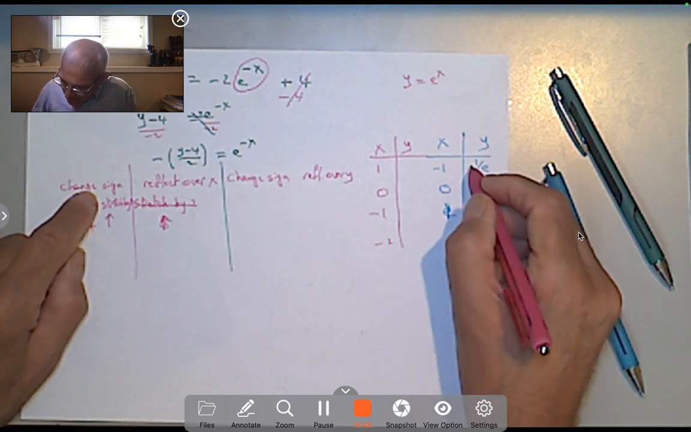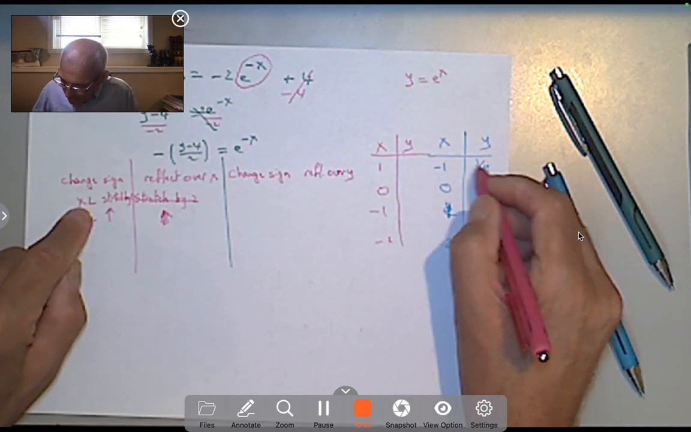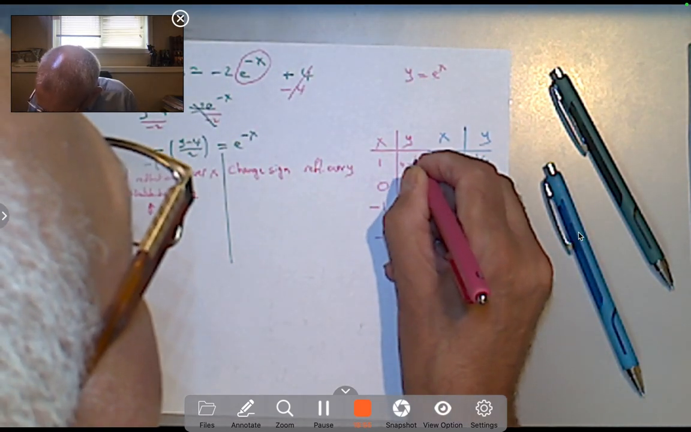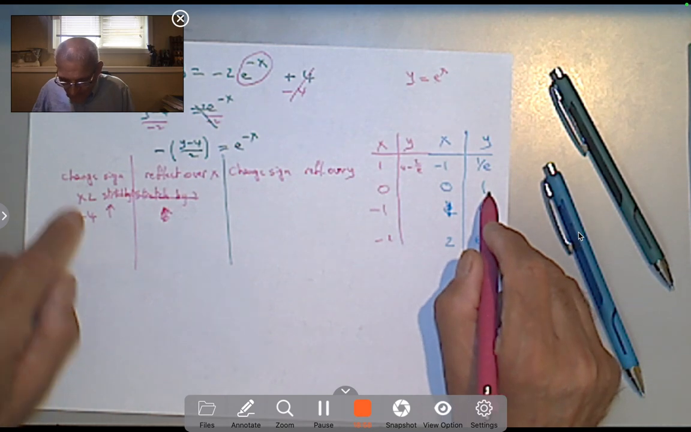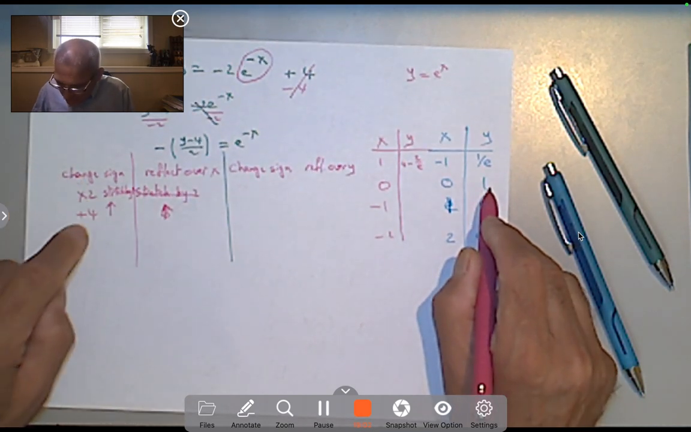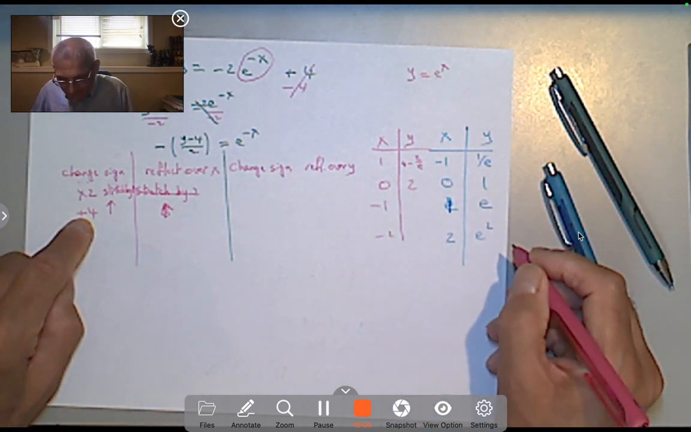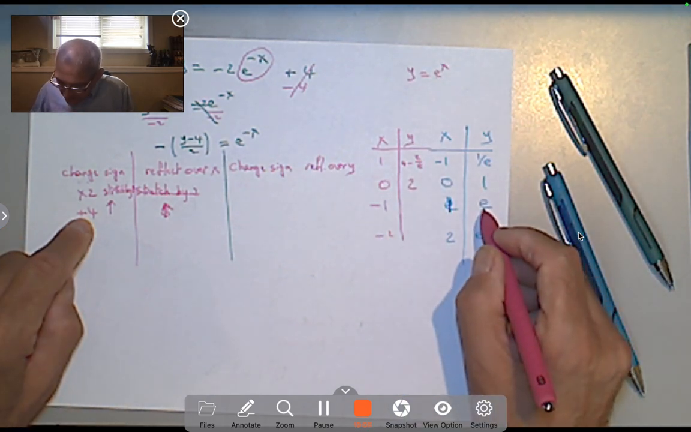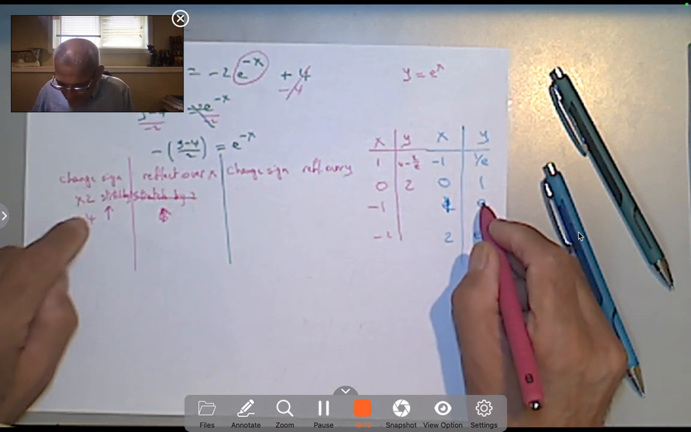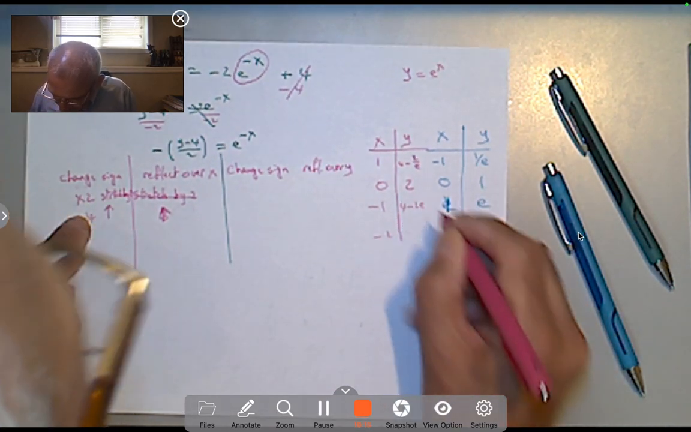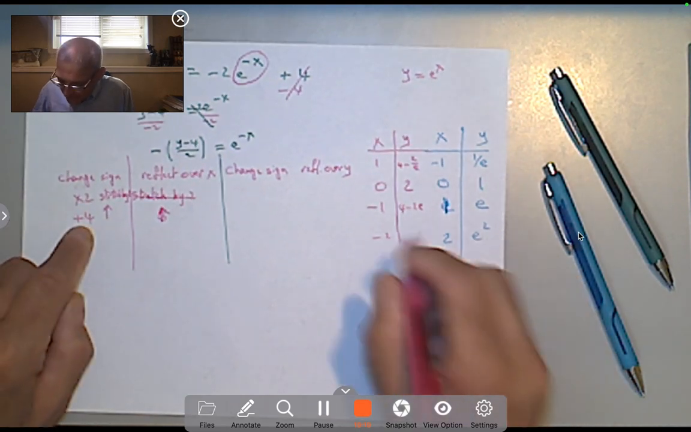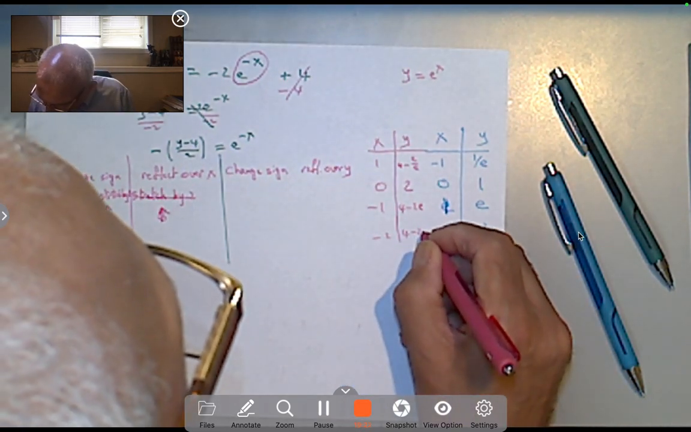First of all, you change the sign, so it's negative 1 over e. Multiply by 2, it's negative 2 over e. Add 4, so 4 minus 2 over e. This one, change the sign, negative 1. Multiply by 2, negative 2. Add 4, it's positive 2. For e, change the sign, negative e. Multiply by 2, negative 2e. 4 minus 2e. Change the sign, negative e squared times 2, negative 2e squared, 4 minus 2e squared.